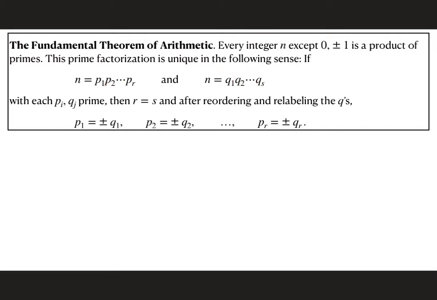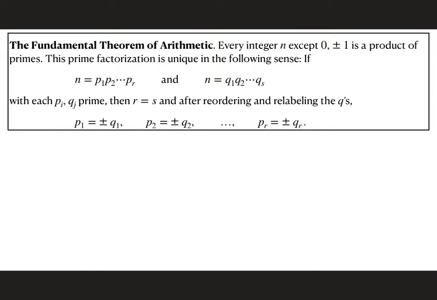And then if you reorder, let's say, the q's, then you can get it that p1 and q1 are the same up to plus or minus. So p1 is either equal to q1 or it's equal to negative q1. And then p2 corresponds with q2 that way, and pr corresponds with qr. So basically what we're saying is prime factorization over the integers is unique up to the order of the factors and the sign of the factors. So you could have a plus or minus.